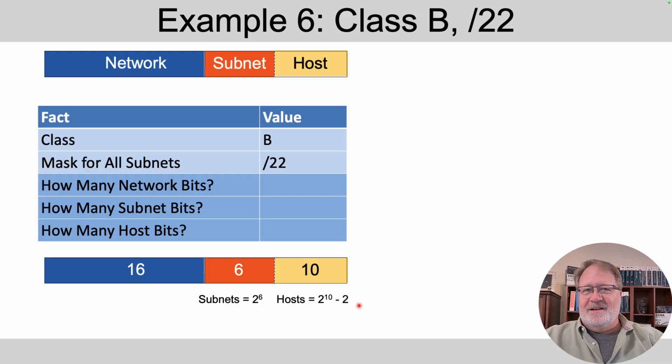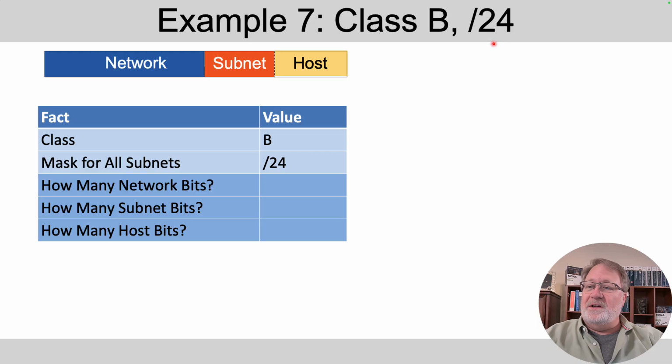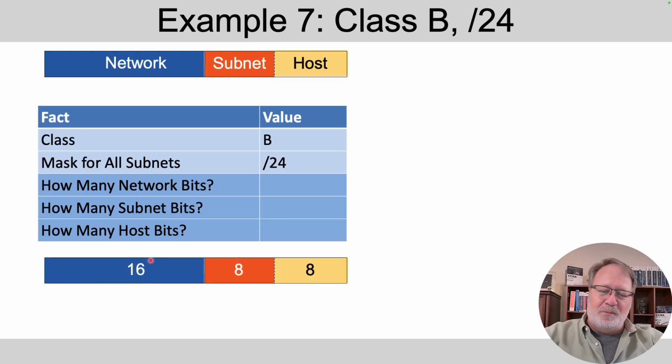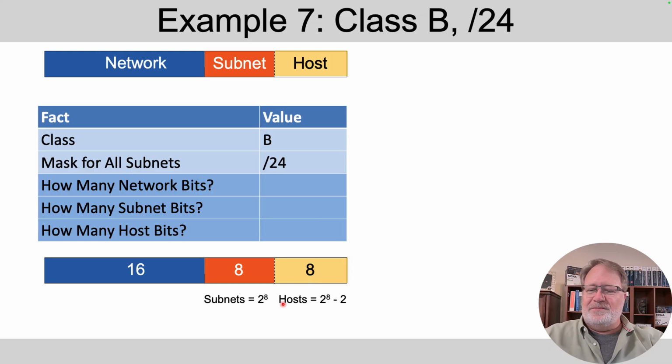So another Class B example now with a different mask, /24. Similar logic, we ended up with 16 network bits. 16 plus 8 gives us 24, so we've got 8 subnet bits. That leaves 8 host bits for 2 to the 8th subnets and 2 to the 8th minus 2 addresses or hosts per subnet.